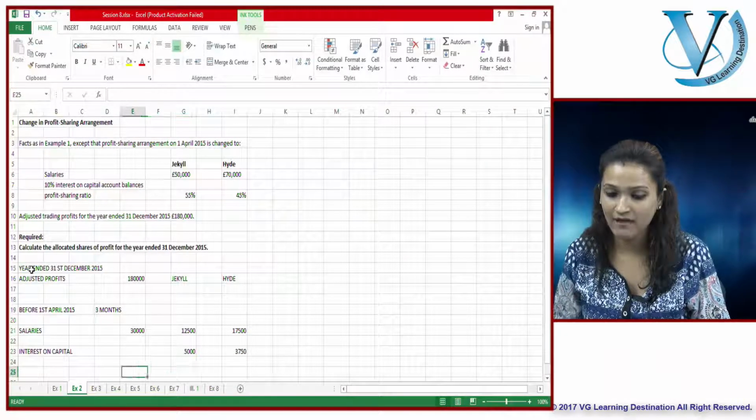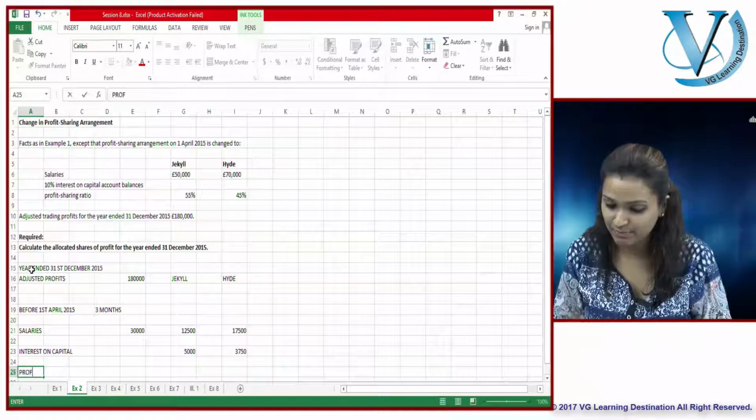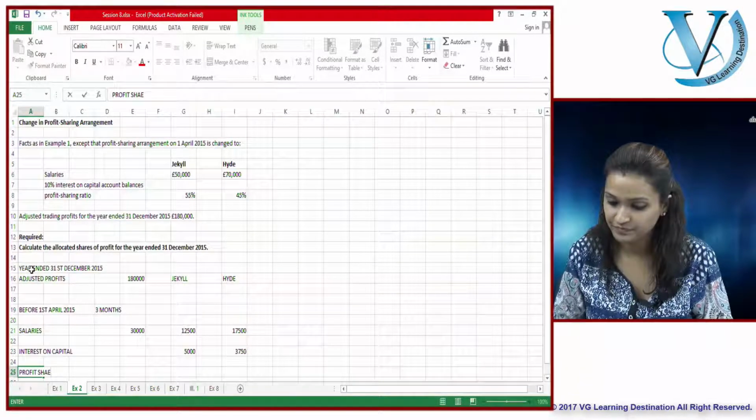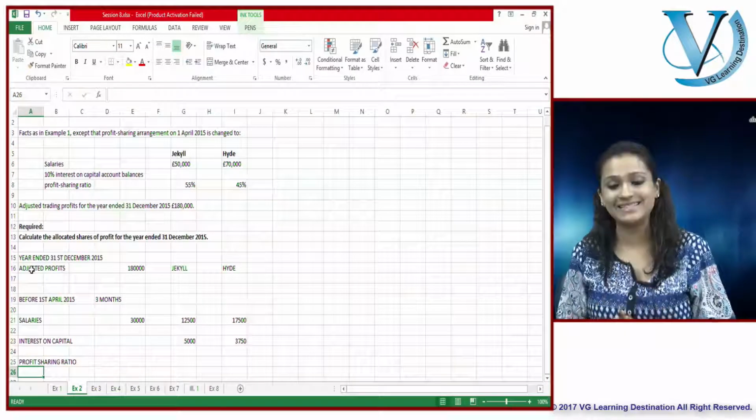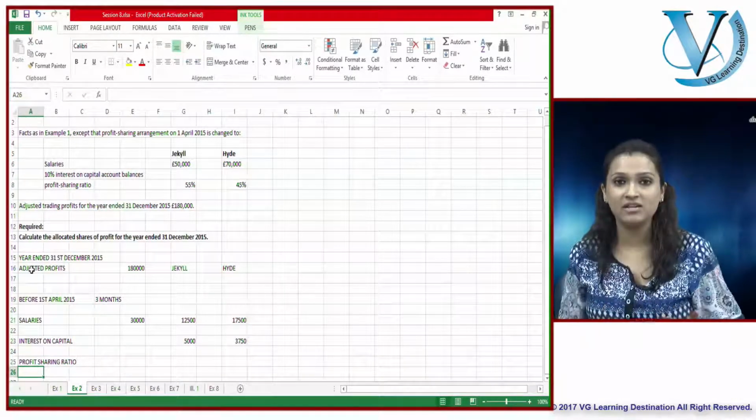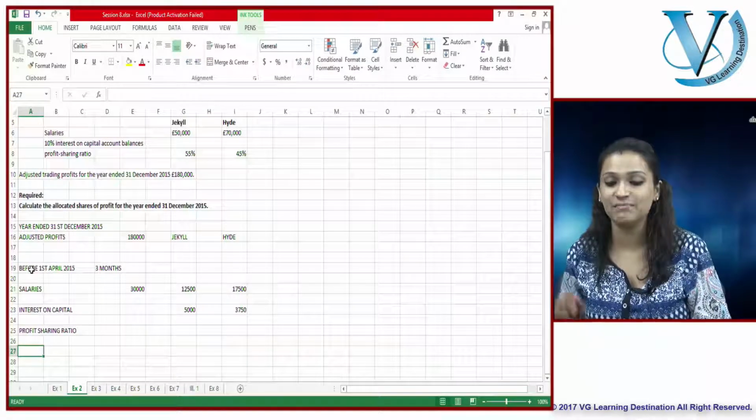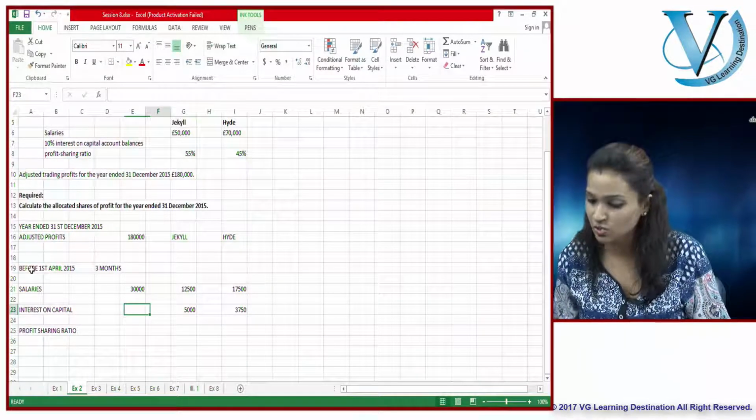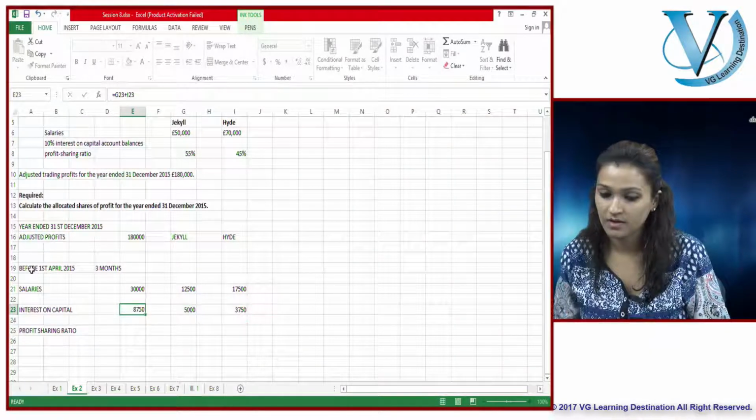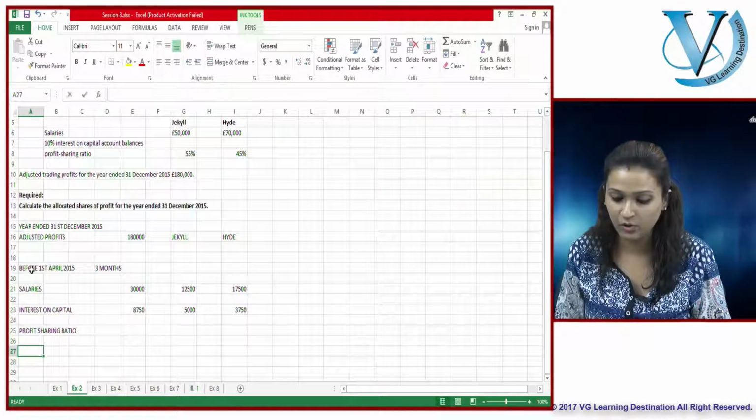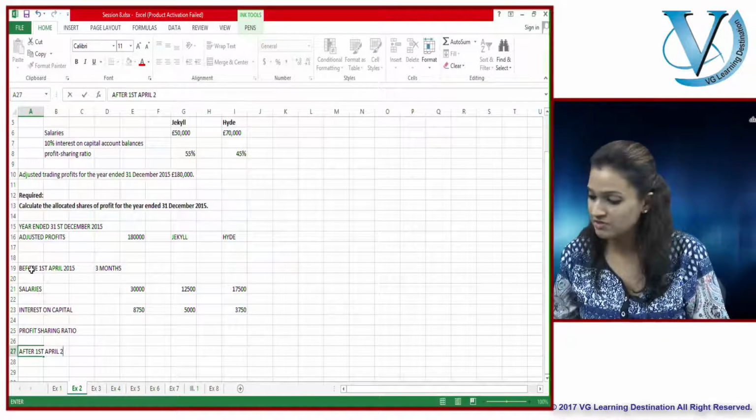Up next, what do we have? Now the remaining is profit sharing ratio. So let's split this profit sharing ratio. Now remember, your profits are divided once the entire salaries and the entire interest on capital have already been given away. So what we need to do is leave this blank as of now. Let me just total this as well. We leave it blank as of now and we do it after the 1st of April 2015.